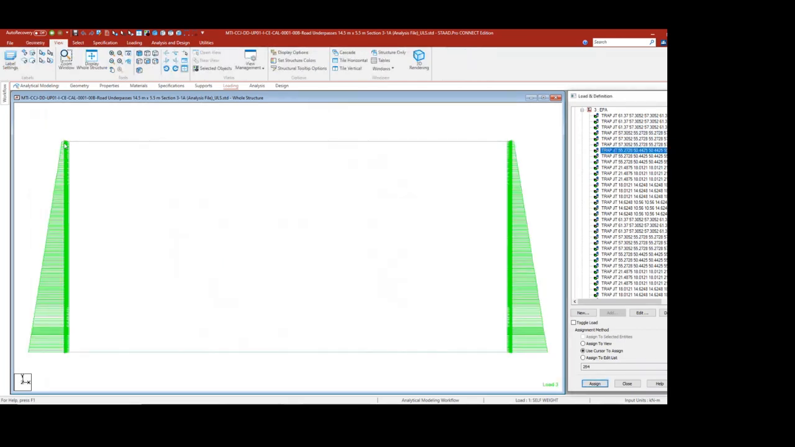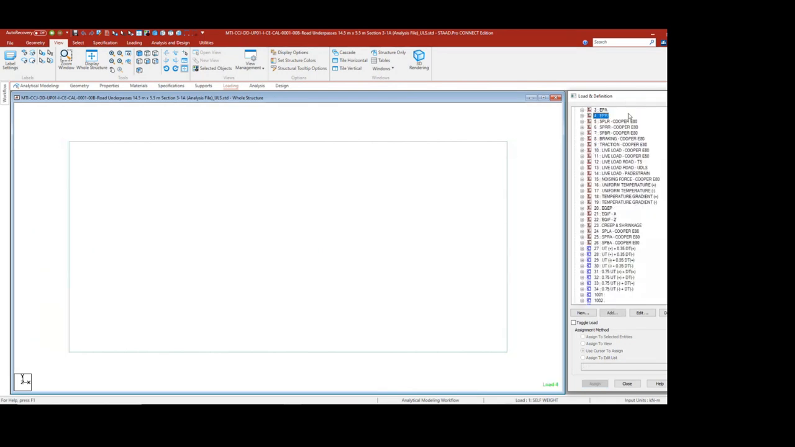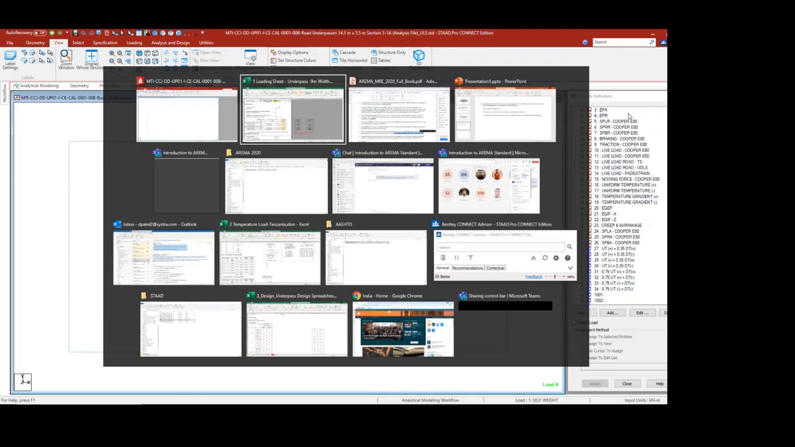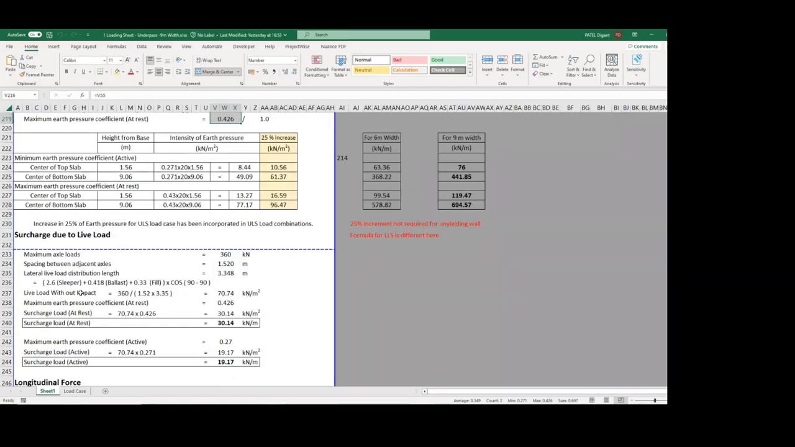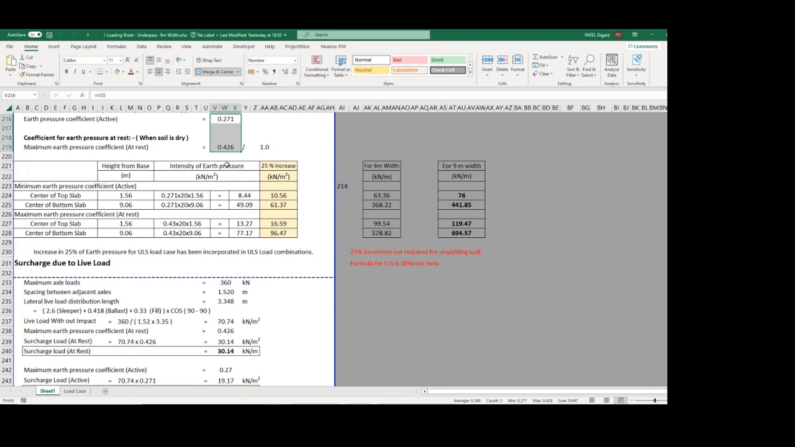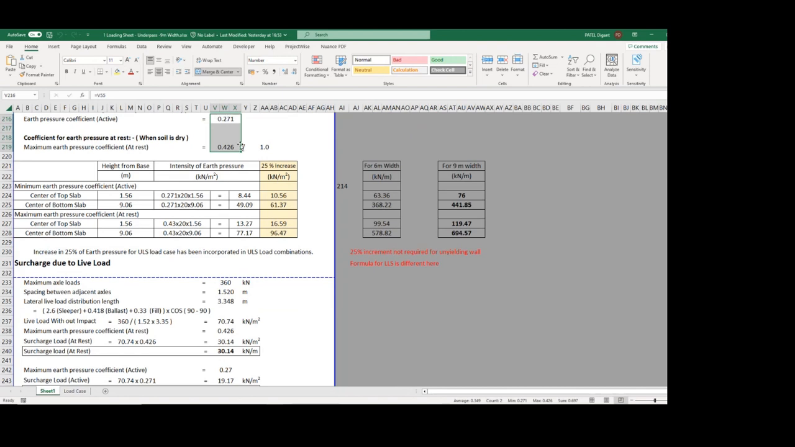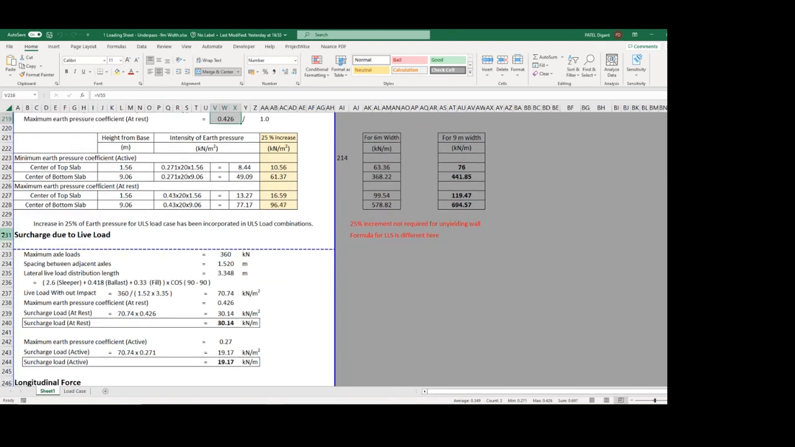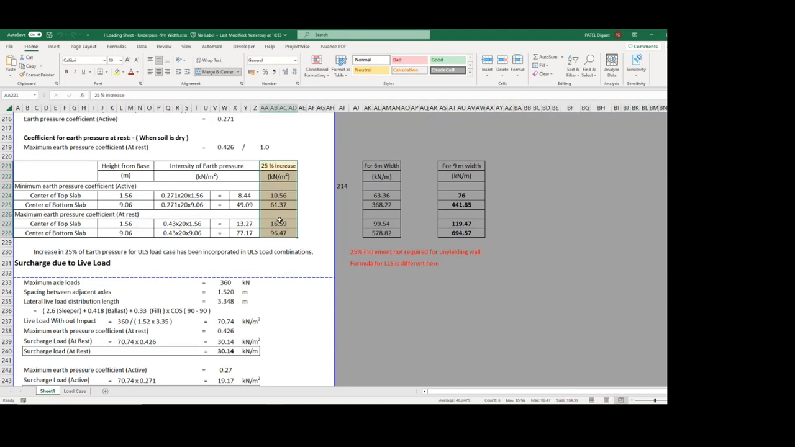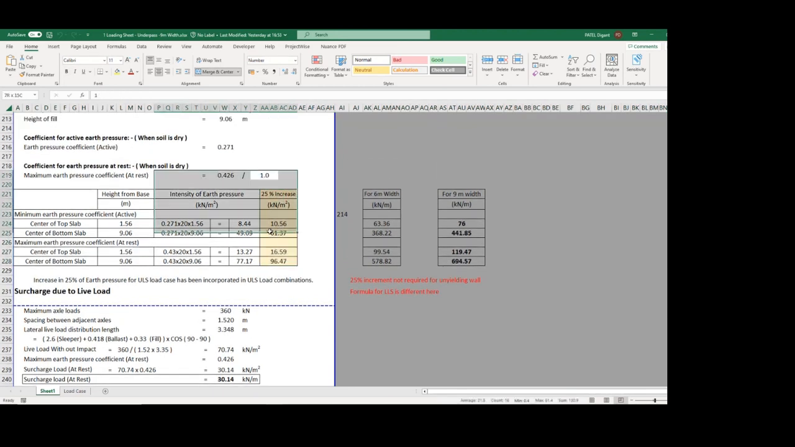This is the live load surcharge only, similarly to earth pressure at rest. Surcharge is nothing but simply K into Q. K will be whatever value we get here by Rankine's theory. You do not need to increase this coefficient by 25% or by 1 for this live load surcharge. This 25% increase or K equal to 1 is only applicable for the earth pressure calculation only.